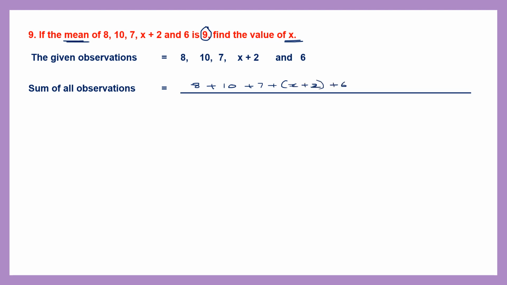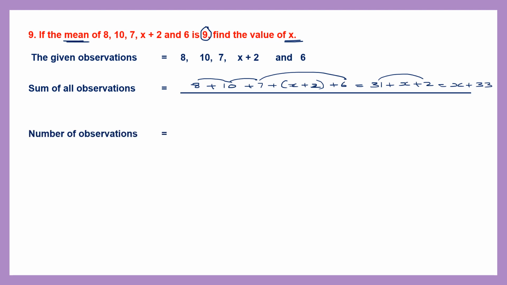So this will be 8 plus 10 plus 7. How much is that? 8 plus 10 is 18. 18 plus 7 is 25. 25 plus 6 is 31. So let's write that 31 plus x plus 2. Now I can open the brackets. 31 plus 2 is 33, and then we have x. So this is x plus 33. So we have got the sum of all the observations.